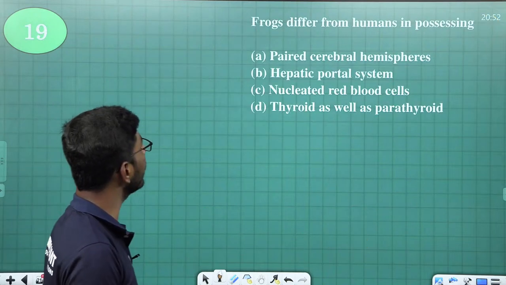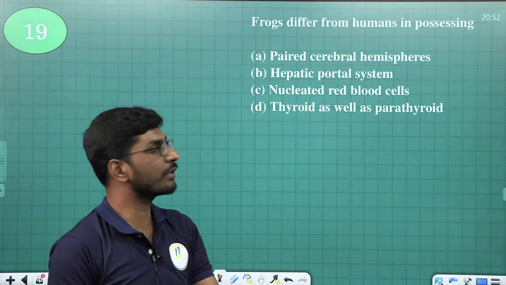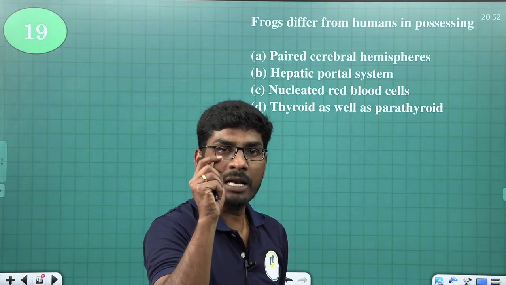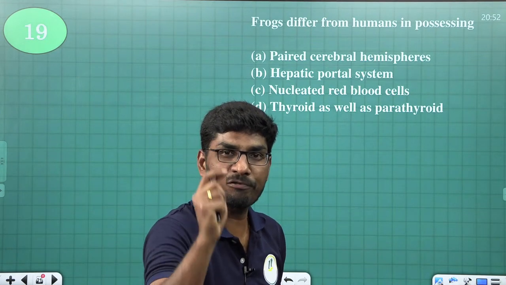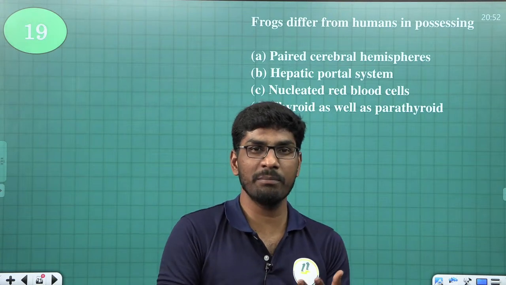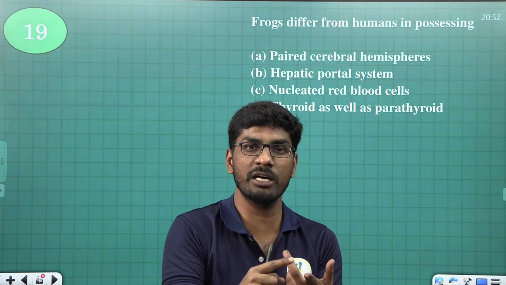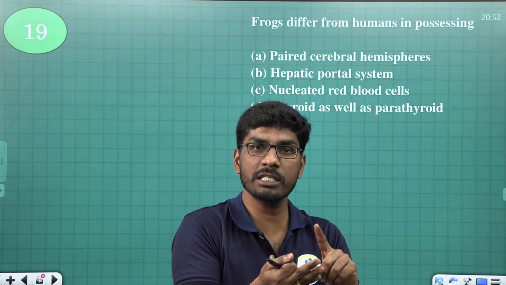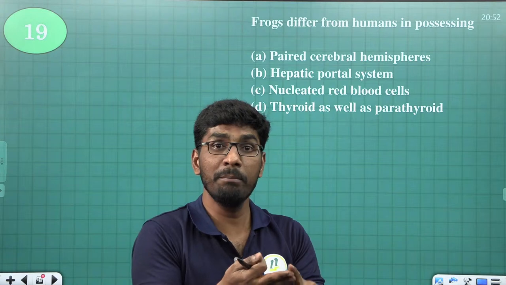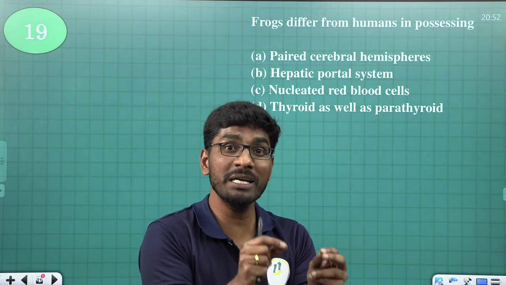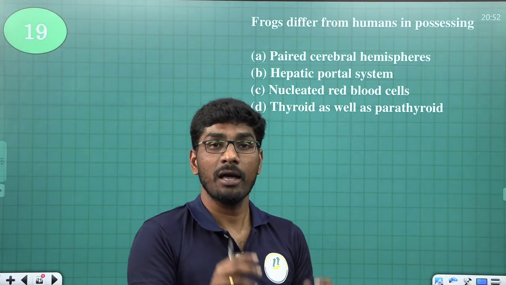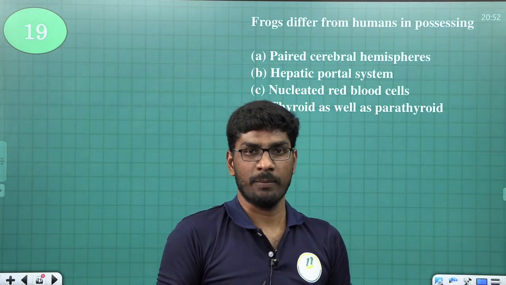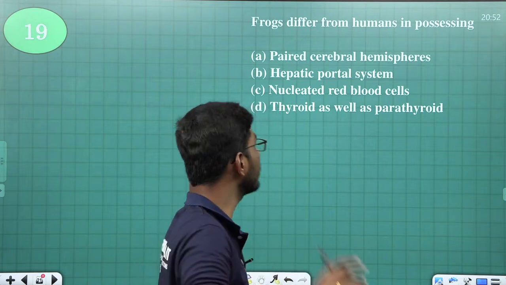Question number 19. Frogs differ from humans in. Class Amphibia, when I was explaining about the frog, Rana tigrina: nictitating membrane, tympanum, cloacal aperture, skin, limbs, amplexary pads, voice, vocal cords. Next, what did I say? Fertilization method. Blood: RBC consists of a nucleus, I said. Human RBC are enucleated, there is no nucleus.